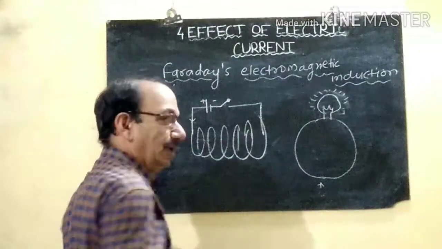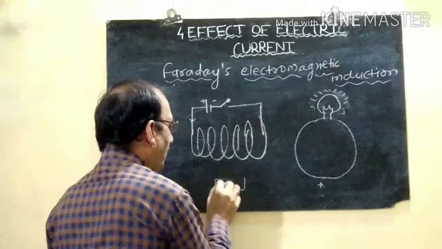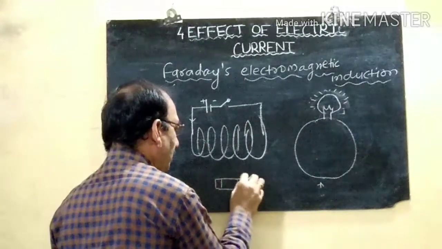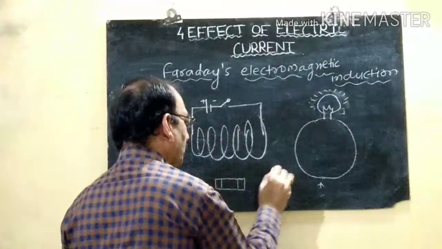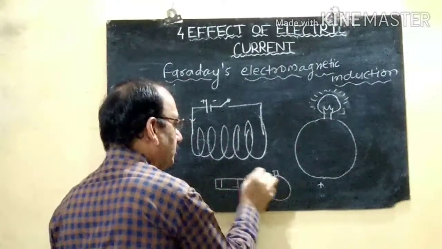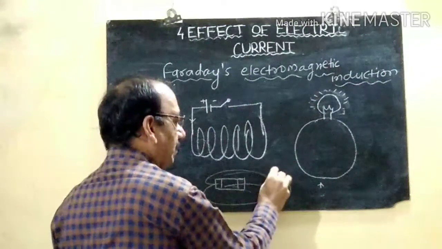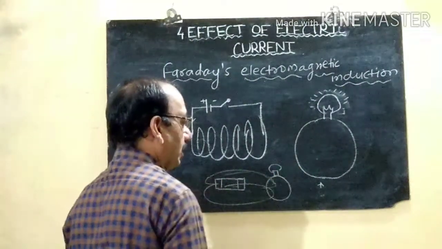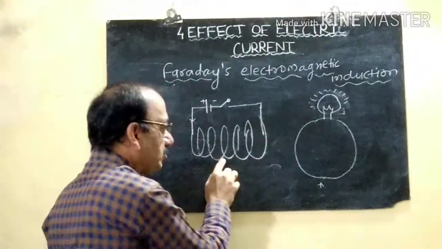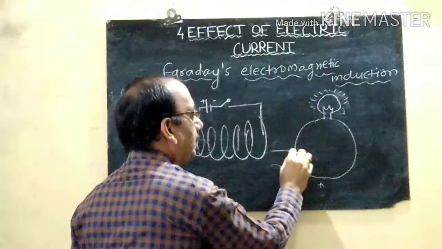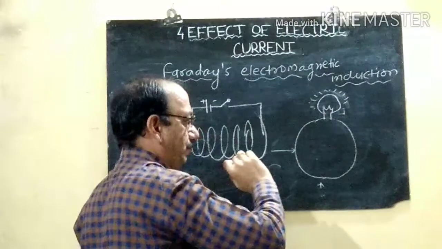A few minutes ago, I told you that when the bar magnet is stationary and the coil is also stationary, the magnetic field produced by the bar magnet is the same. At that time, no current is produced in this coil. But when we move this solenoid coil towards this coil, the light will flash here.